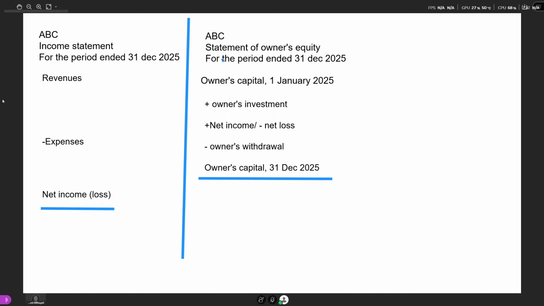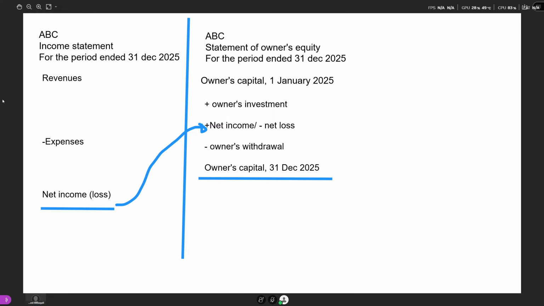Okay, now for the statement of owner's equity, I will start with my capital at the beginning of the period. I will add any investments that I have, any net income that I made, or any net loss. Net income must be added, net loss obviously must be deducted, minus owner withdrawals if I have any, and this will give me my capital at the end of the period. How can I know how much is my net income for the period? I will take it directly here from my income statement.